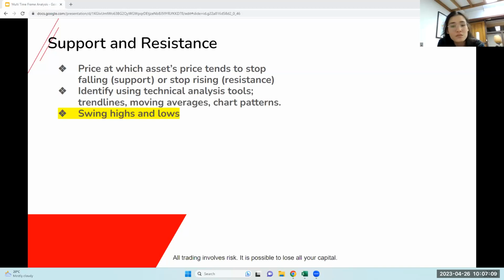So this is what we'll be focusing on for today. How to identify support and resistance levels between the multiple timeframes that you're going to be looking at. So it's important to note that these levels are not absolute and can change over time. So continuous monitoring is necessary.